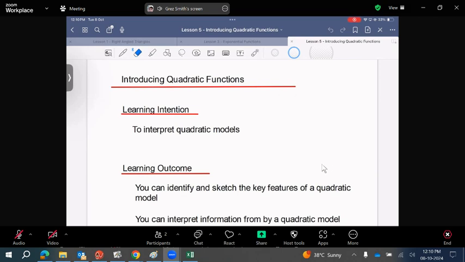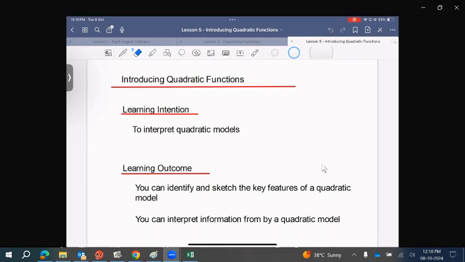All right, welcome. Today we're looking at introducing quadratic functions. So we're going to revise a little bit of what we know from last year, but our key goals for today for the quadratic functions is that we can identify and sketch the key features of a quadratic model, and that we can interpret information from quadratic models. So this means that we can identify key characteristics either from the algebra or from the shape of the graph.